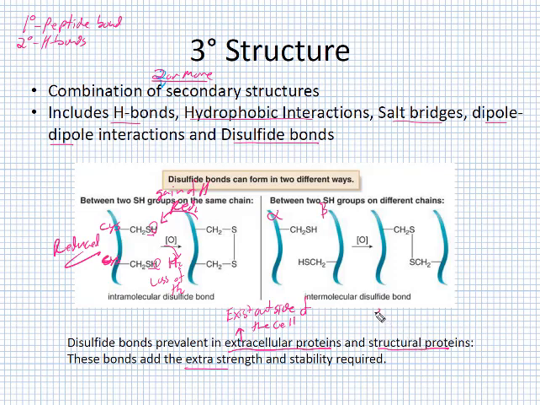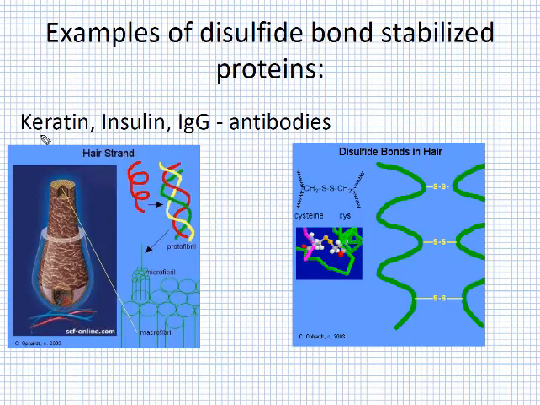Again, structural proteins might be the elastin in your skin, or keratin on cartilage, and collagen in your hair. So these structural proteins often have a lot of thiols. We'll talk a little bit more about that in a moment. So as I mentioned, keratin, insulin, keratin's a structural protein, insulin's a peptide hormone, also extracellular. IgG or antibodies, IgG stands for immunoglobulin G.